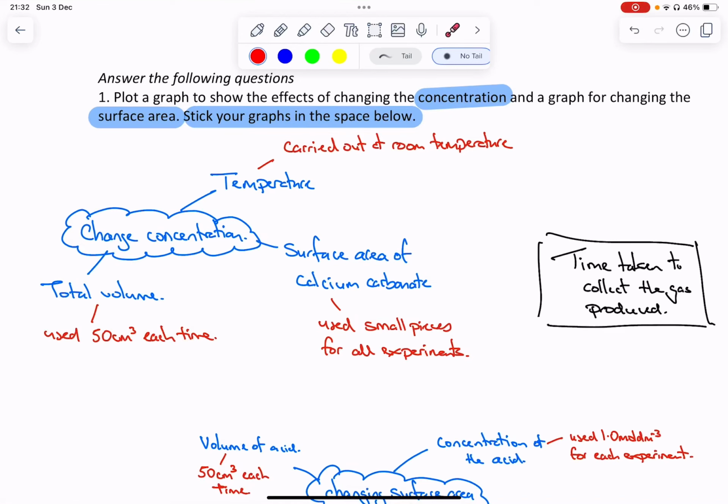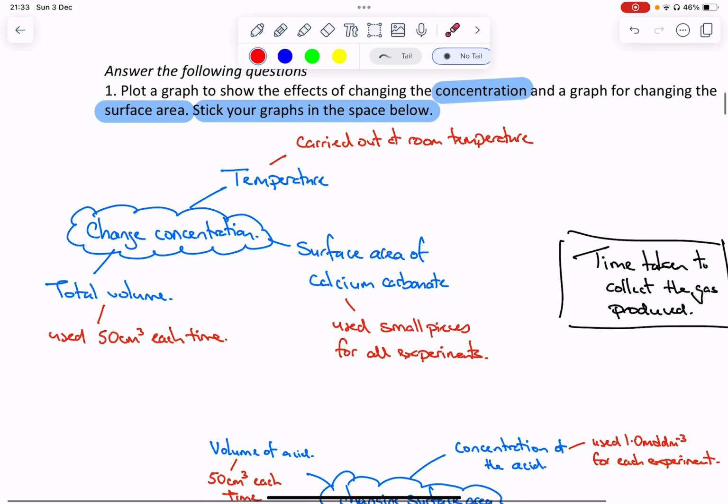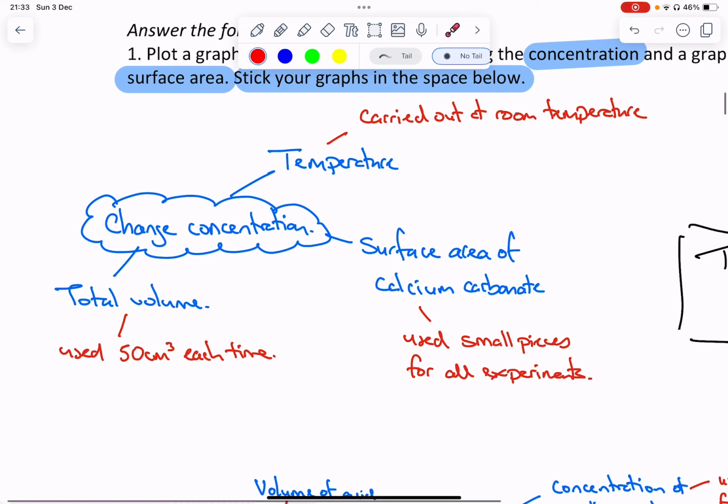Okay, so the first thing you need to do in this lesson is, in this space in your book, stick in your graphs. You've got one graph for the concentration with the reaction of hydrochloric acid and calcium carbonate, and you've got a second graph showing the results for surface area, again with calcium carbonate and hydrochloric acid. Once you've got them stuck into your page, let's just talk you through these bits.